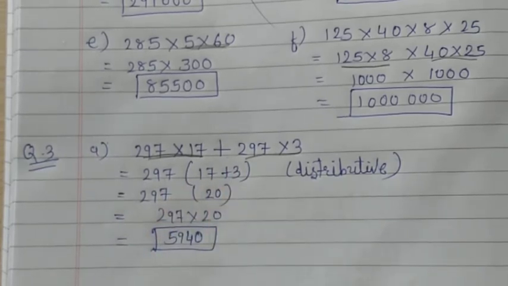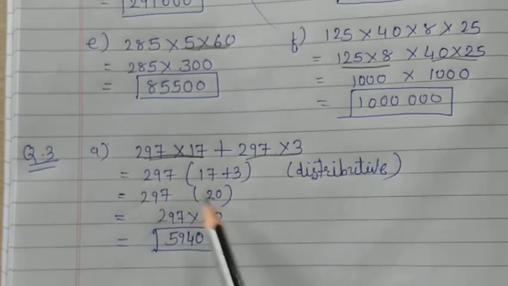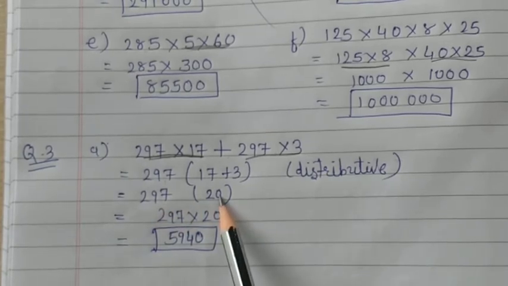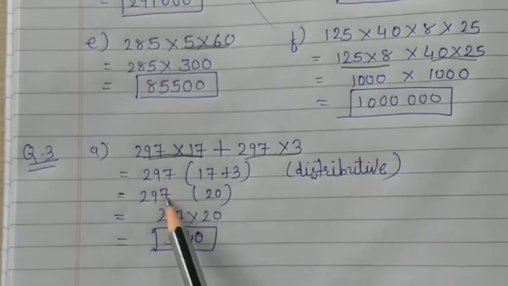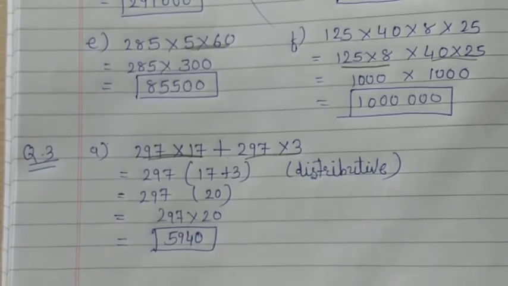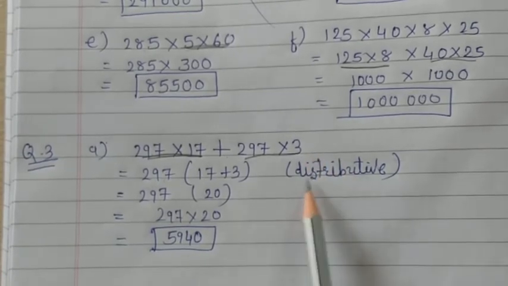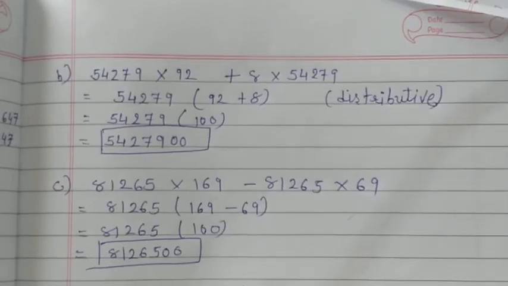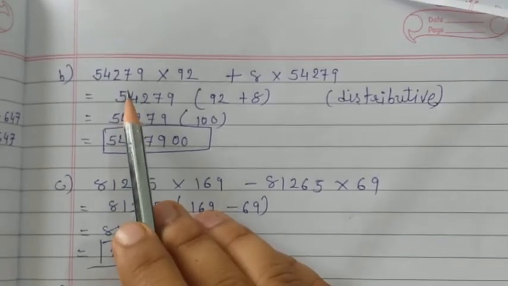So friends, 17 plus 3 is 20. Now between 297 and 20, what relation is there? A multiplication relation. If you multiply these two, you will get the answer 5940. Here which property did we use? Here we used the distributive property. Now question number B is the same as question number A.